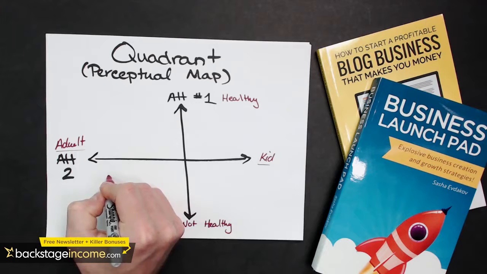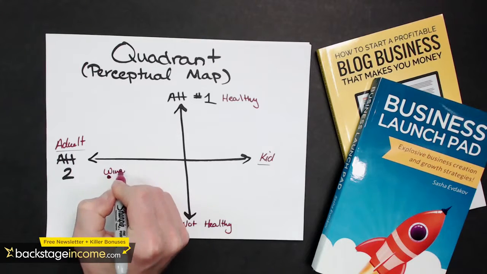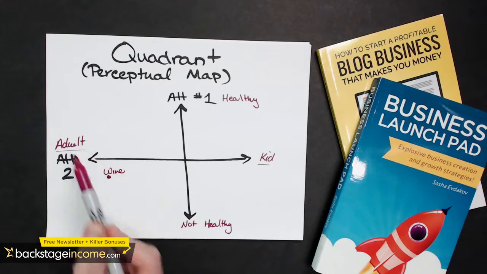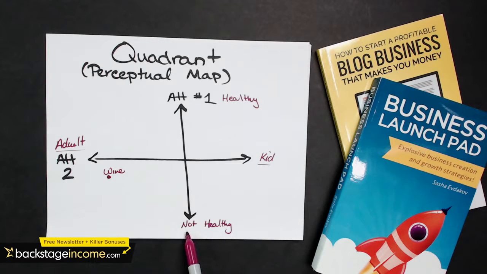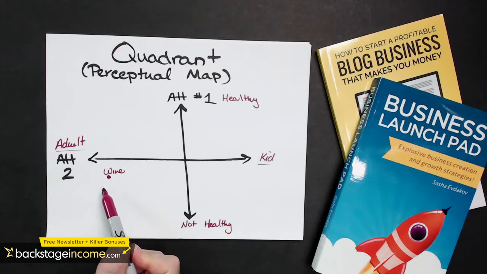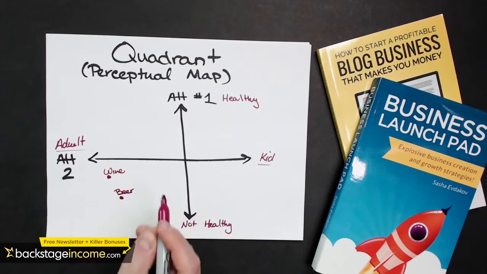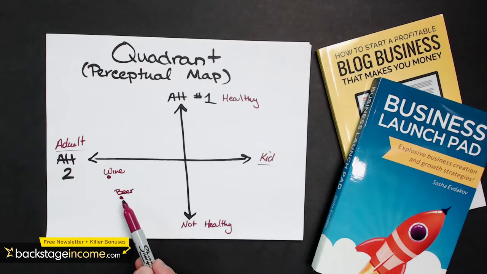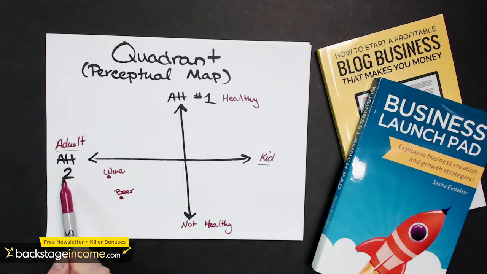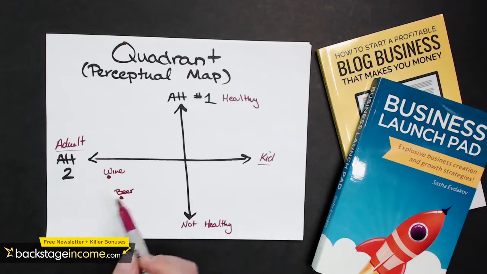So you'll put in, for example, wine right here, where it is more adult based and it's not as healthy. So it could be somewhere over in this region. You could put beer. Let's say you're looking to get into this drink business, beer over in this area where it's still adult based and it's even less healthy than, let's just say, wine.